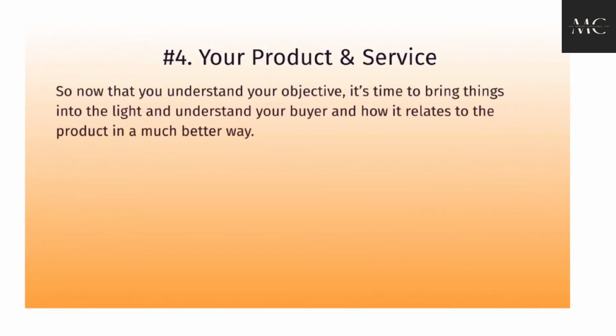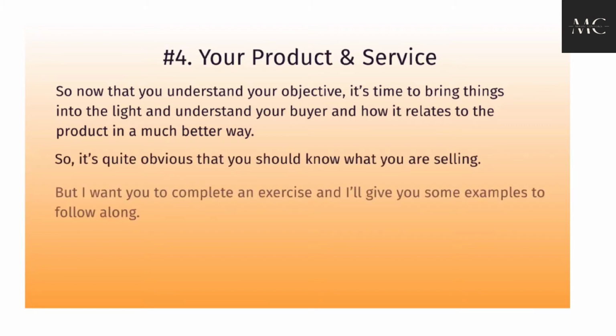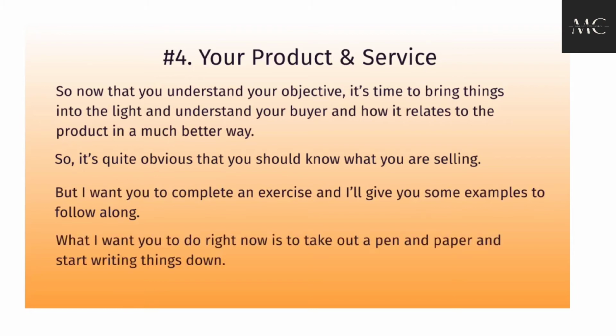Now that you understand your objective, it's time to bring things into the light and understand your buyer and how it relates to the product in a much better way. It's quite obvious that you should know what you're selling. But I want you to complete an exercise and I'll give you some examples to follow along. So take out a pen and paper and start writing things down. If you don't like pen and paper, you can also pull out your iPhone or your smartphone as well.